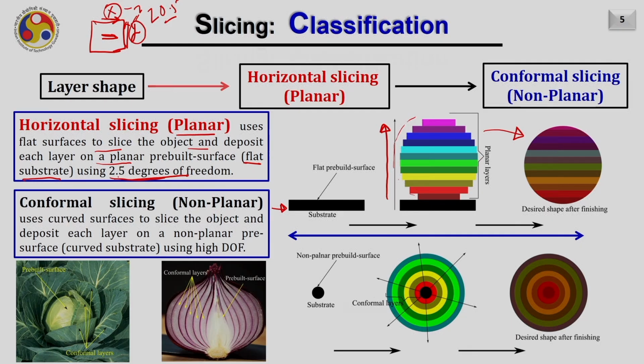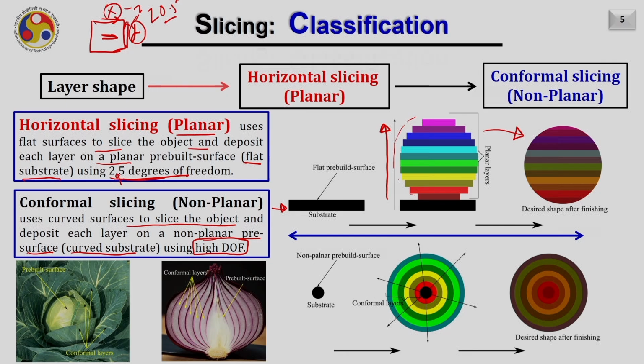Now, let us consider the case of conformal slicing. The conformal slicing is also known as non-planar slicing. In this case, the conformal slicing uses curved surfaces to slice the object and deposit each layer on a non-planar pre-built surface. Non-planar pre-built surface means curved surfaces or curved substrates. It usually utilizes higher degrees of freedom than 2.5, which is required in the case of horizontal slicing.